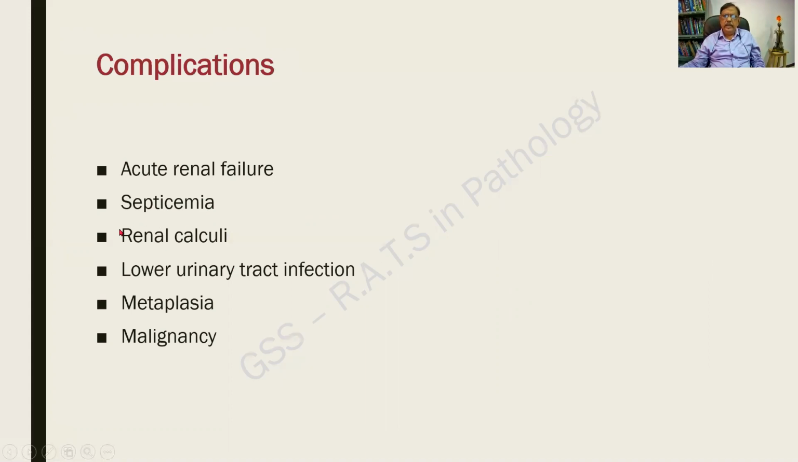Stasis can lead to renal calculi. Infection can lead to calculi. Calculi can lead to infection. There is a condition called triple phosphate, magnesium ammonium phosphate, or a struvite stone, or a staghorn calculus, which is a complication occurring because of recurrent infection. Lower urinary tract infection also is possible. Metaplasia: usually the lining epithelium is transitional. There can be a squamous metaplasia in a case of renal infection. Malignancy is a very rare complication which can occur in recurrent urinary tract infection.